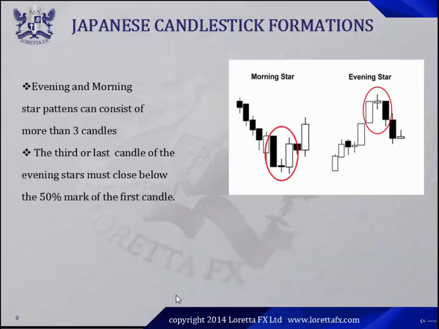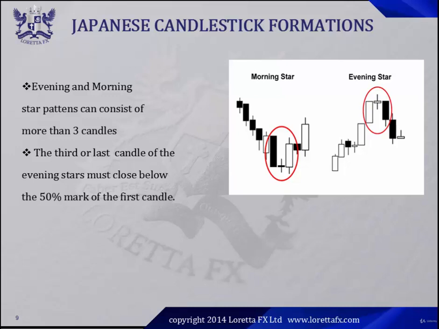Now, evening and morning star patterns can consist of more than 3 candles. The third or last candle of the evening star must close below the 50% mark of the first candle, and likewise the third or last candle of the morning star must close above the 50% mark of the first candle.